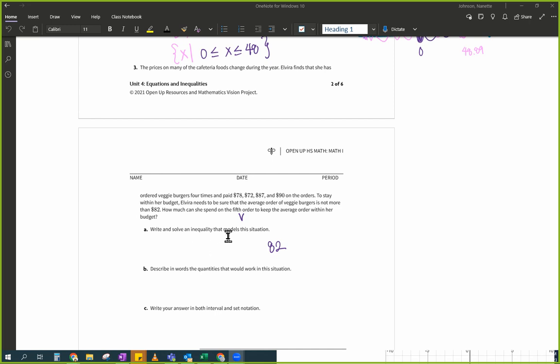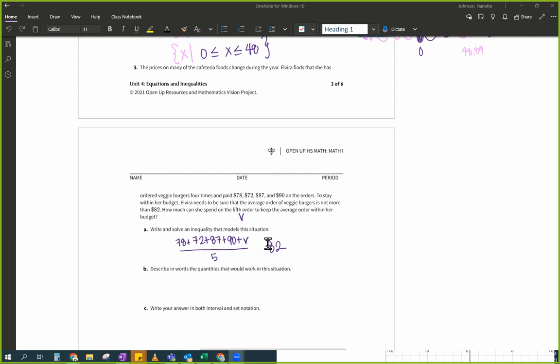So she said for me to add it, so I'm going to add it all together. 78 plus 72 plus 87 plus 90 plus V, right? So that's how much money I spent total on veggie burgers. And then I'm going to divide it by the number of numbers, which in this case is 5. So this can't be more than $82. What symbol am I going to write here?